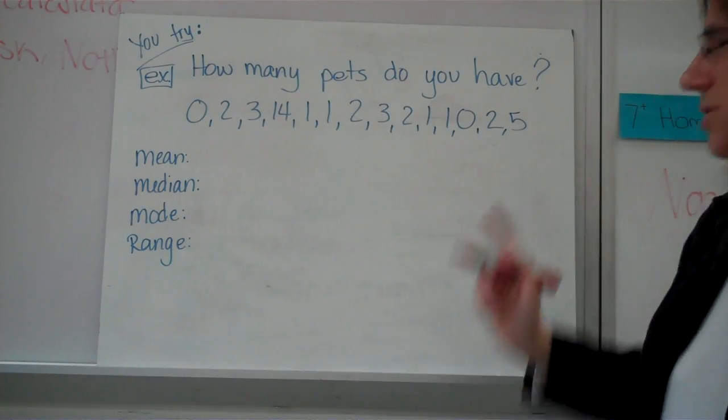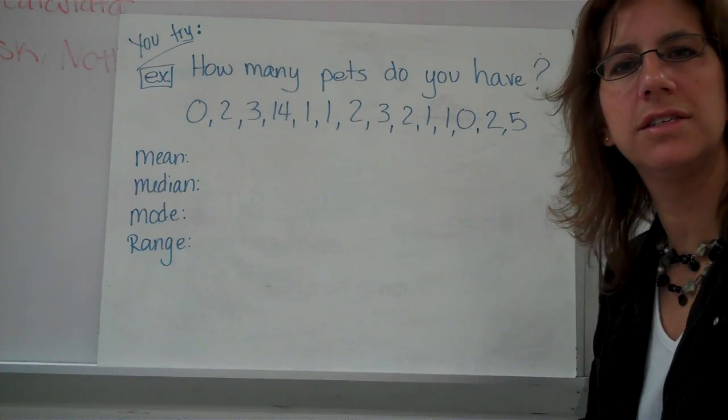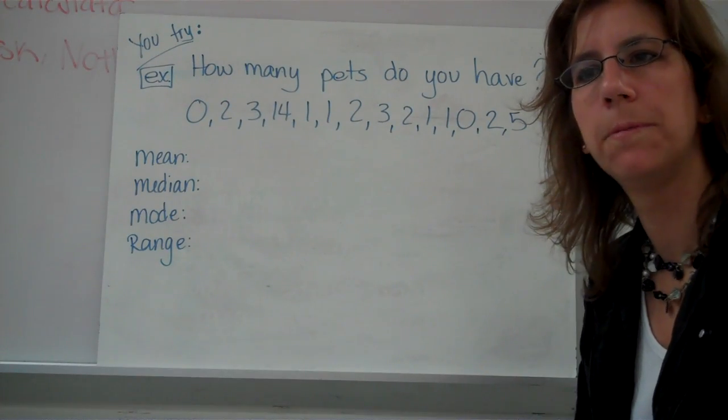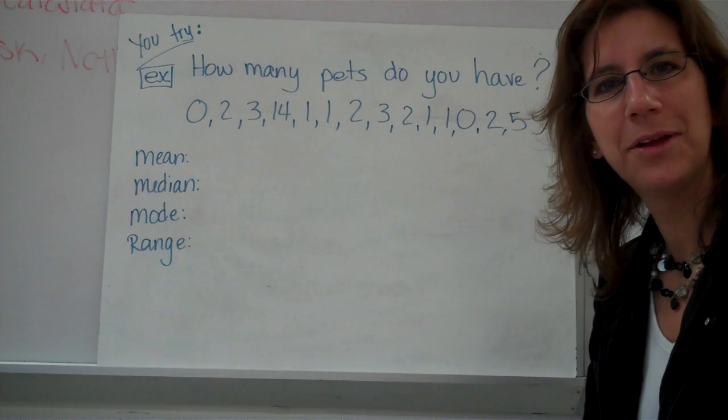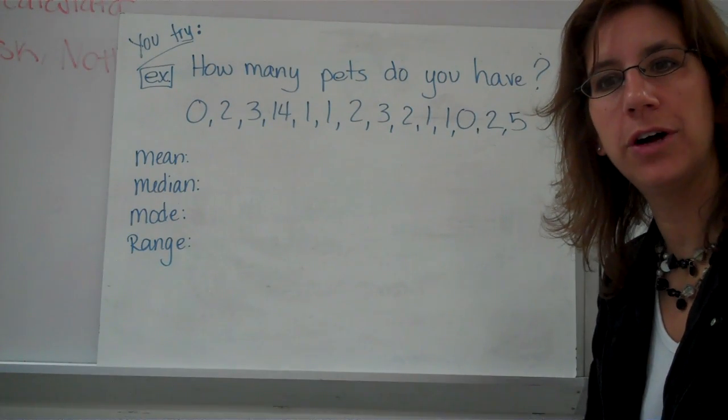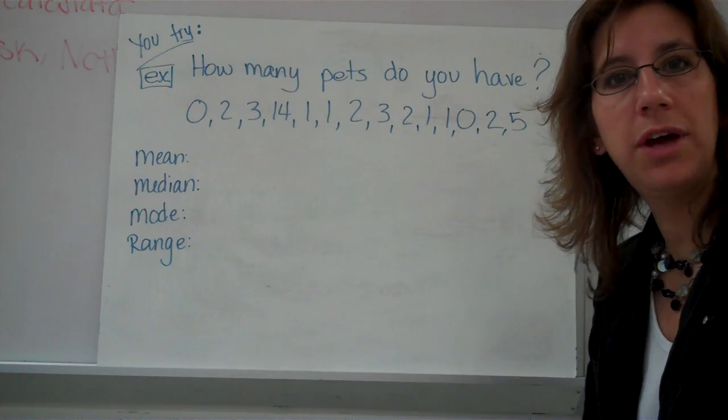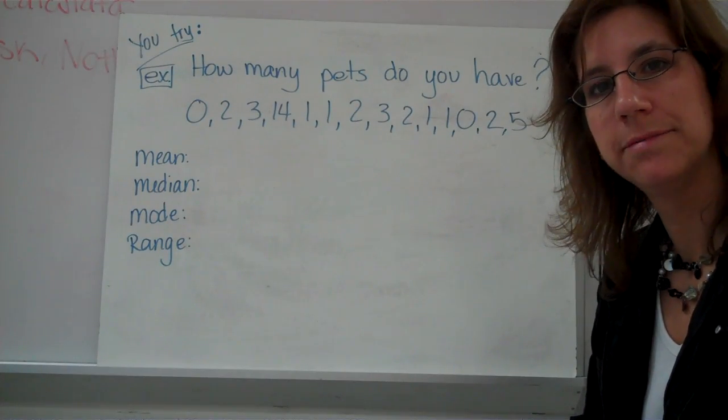All right, how many pets do you have? Where would you fall on this list? How many pets are in your household? Do you have any fish, goats, elephants, cats? What do you have in your home? Do you live on a farm? Do you have no pets at all because your family's too busy?